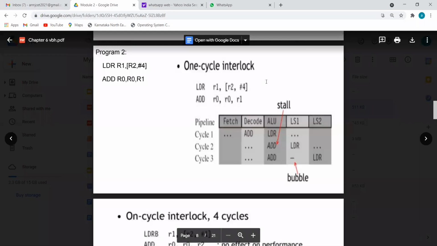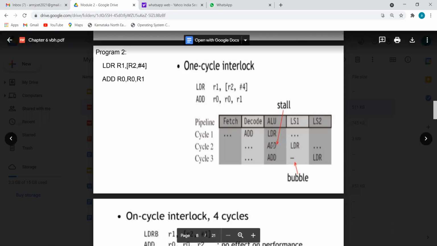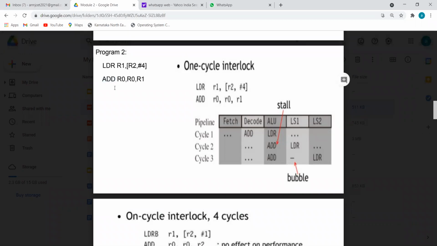So now the question: when LDR is taking 2 CPU cycles and has exited from ALU and gone to LS1, is it possible to check that ADD completes? Let's see. Why we should check is, see, this R1, which is a result from LDR, is required for the addition. Are you getting it now?